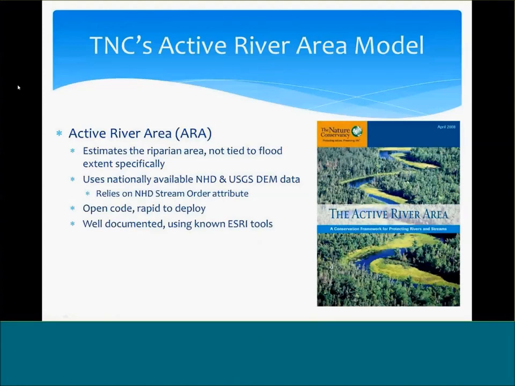So again, this is the Nature Conservancy's active river area model. It estimates a riparian area as well as other landscape components, and it's not tied to a specific flood extent. In the use of the NHD and the USGS DEM, in particular, it relies on the stream order attribute, which is not available throughout the U.S., at least at the high resolution level. And so next month's seminar might shed some light on that. The code is open, by which I don't mean it's open source, but rather you can dig into the code. It isn't password protected, and the model was very rapid to deploy, and it's well documented using known Esri tools.